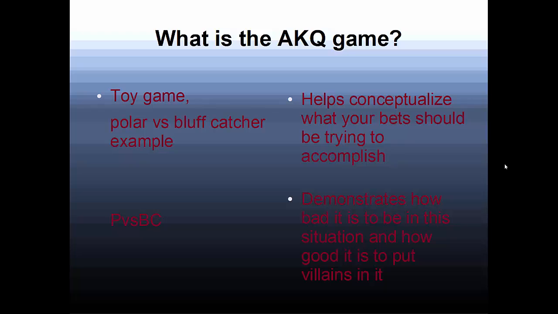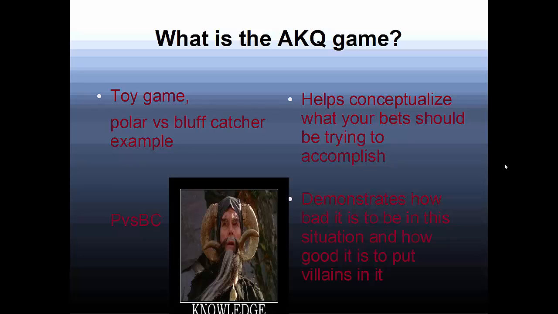When one player is playing a range full of bluff catchers and the other player has a polarized range, that is the ace, king, queen situation manifesting itself as an actual poker situation. So understanding this toy game helps you to understand the polar versus bluff catcher situation very well. It also helps you conceptualize what your bets are trying to do and how each part of your range works together.